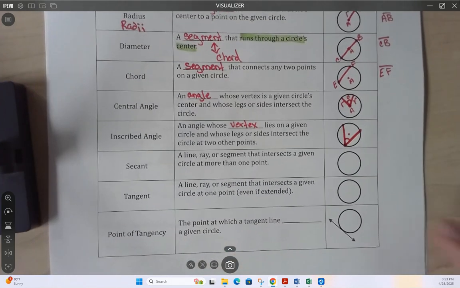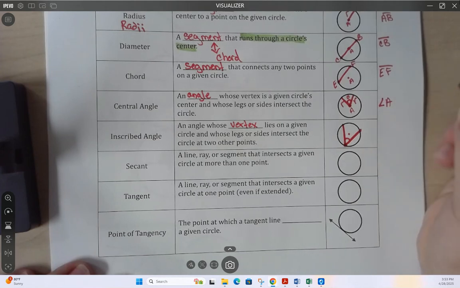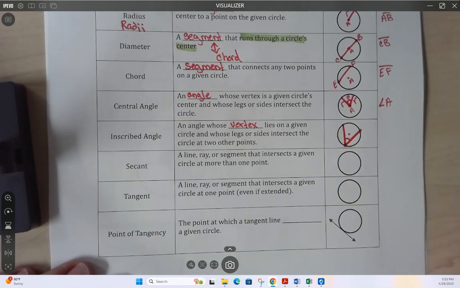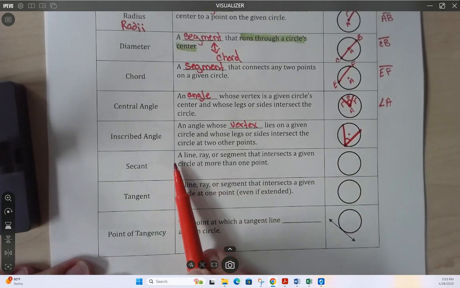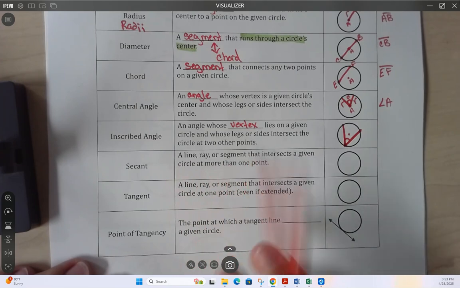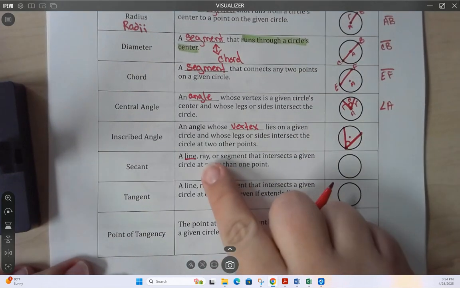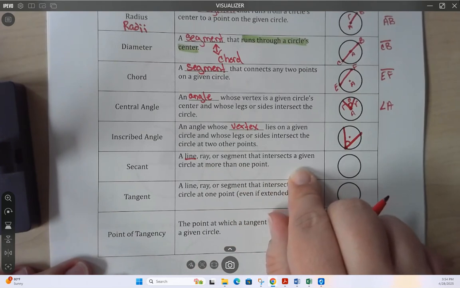Now the next two, again, are lines. We started with our center, which was just a point. We moved into segments. Then we moved into angles. So let's call this angle A because that's its vertex. I'm not even going to put a point at this one, but you can if you would like. And now a secant, there's nothing for us to add here. It's a line, a ray, or a segment. We usually say line. We focus on line mostly, but it can be a ray or a segment that intersects a given circle at more than one point.